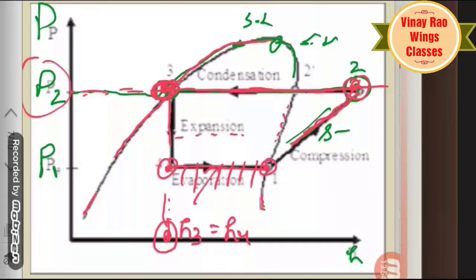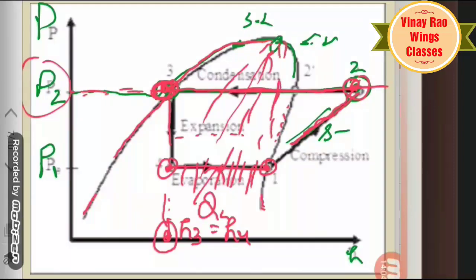Absorbs heat energy from the lower level, lower heat systems. That means the dryness fraction is continuously increasing. The amount of water vapor is continuously increasing due to absorption of it. This is point number 1. This is the vapor compression cycle.